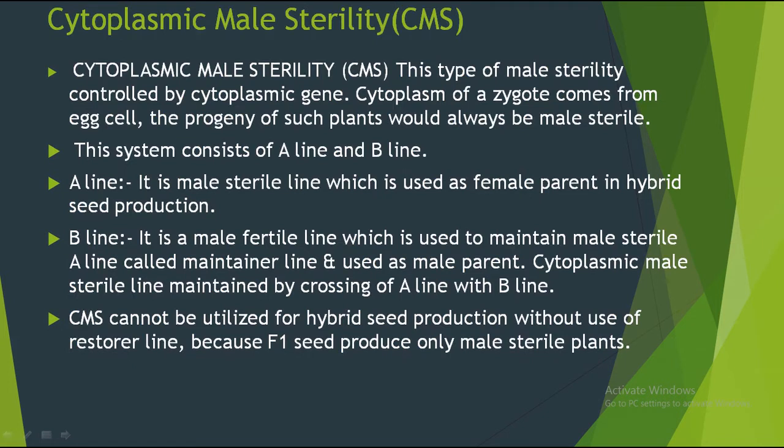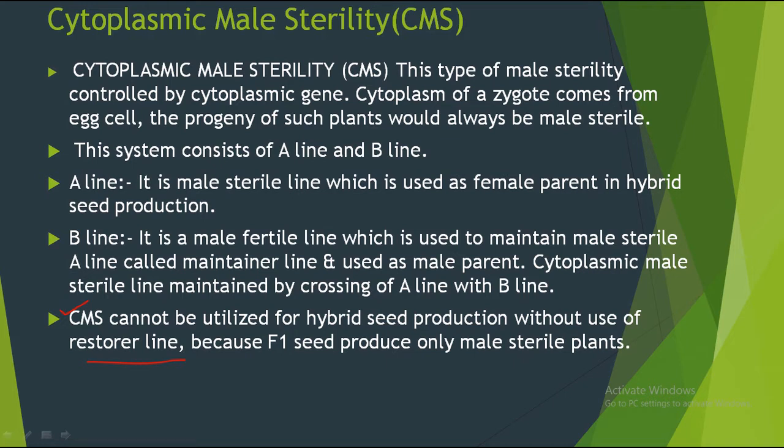Now, cytoplasmic male sterility. Here the male sterility is controlled by a cytoplasmic gene. There is no involvement of the nuclear gene, only cytoplasmic genes are involved in this male sterility. So here we are using two lines, A line and B line. We already know the A line is the sterile line and the B line is the male fertile version of the A line. Otherwise the A and B lines are the same. But the disadvantage is that CMS cannot be utilized for hybrid seed production without use of an R line, because F1 seed produces only male sterile plants.